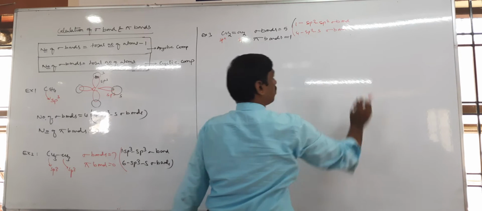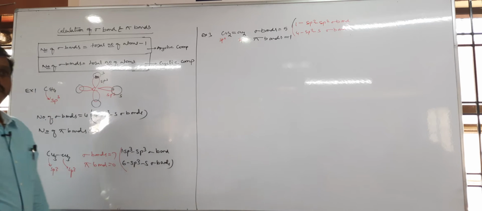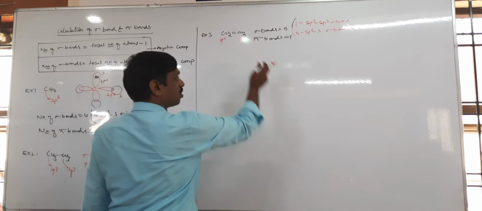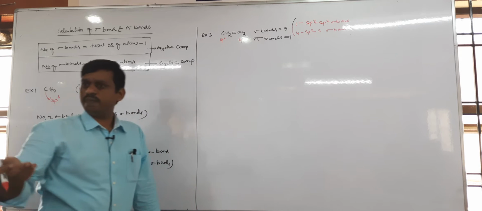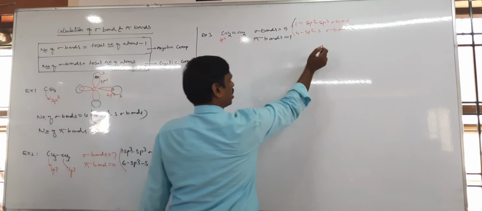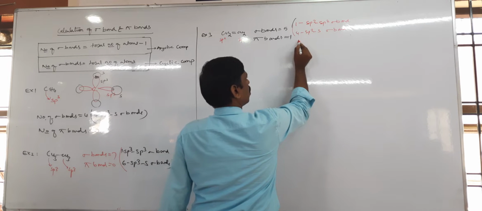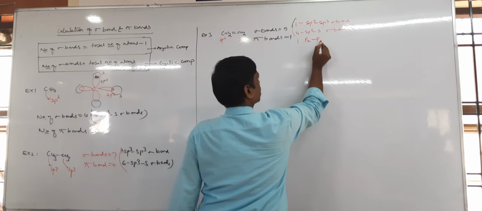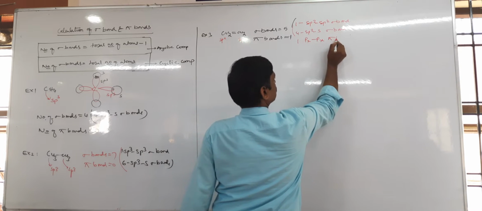And what about the pi bond? See, a pi bond is usually due to px-px or py-py overlap. Therefore there is one pi bond. This one pi bond may be px-px overlapping, it may be py-py. So you can take any one. That is one pi bond. Which pi bond is it? You can take it as a px-px overlapping pi bond.